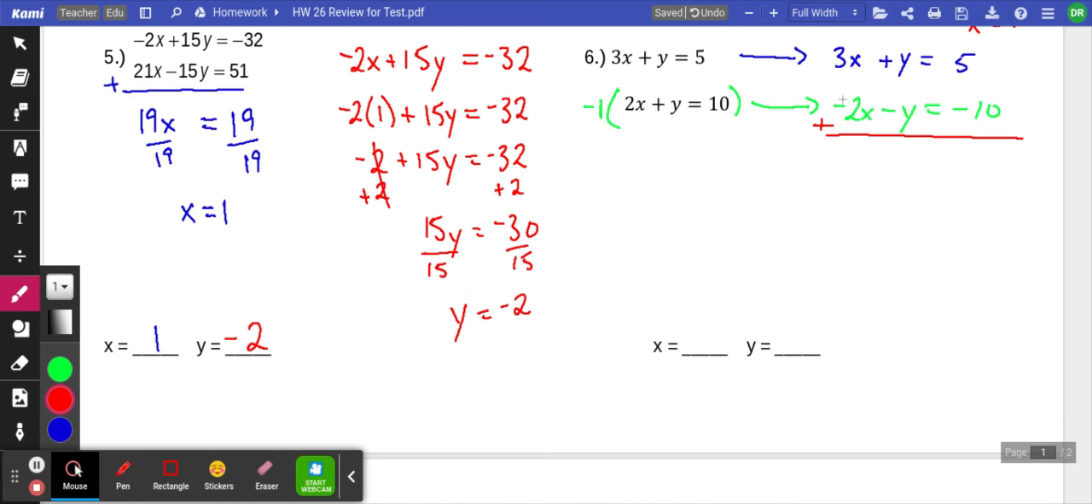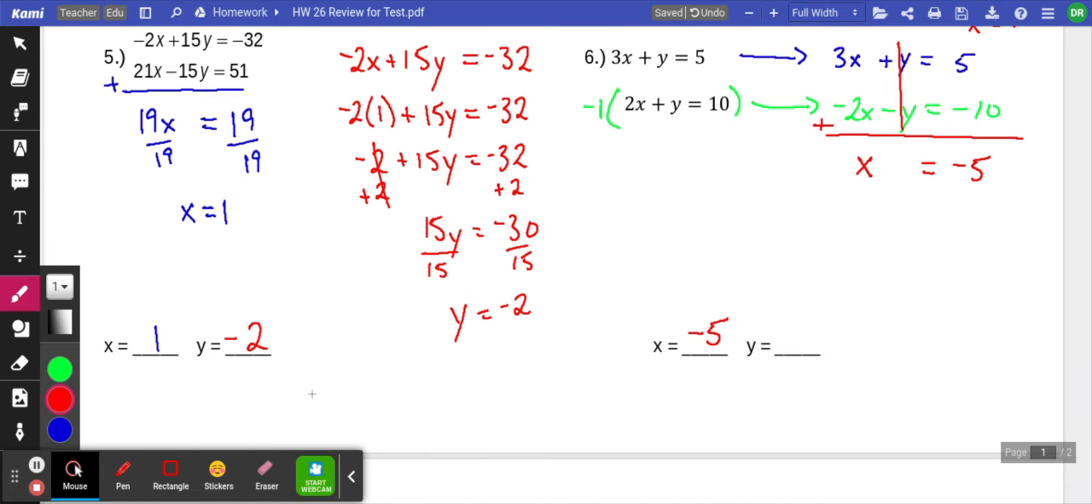So if we continue here, we have 3x plus negative 2x. That is 1x, which is the same as just putting x. The y's will cancel away. And then we have equals 5 plus negative 10 is negative 5. And just like that, we already have part of our answer. Now all we have to do is use it to find the other.